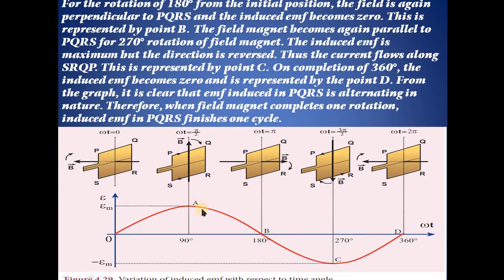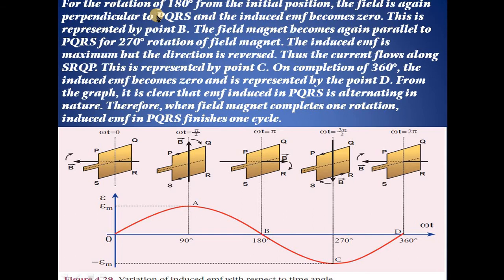So this point indicates the maximum EMF. For the rotation of 180 degree, here the magnetic field rotates towards 180 degree from the initial position to this position.